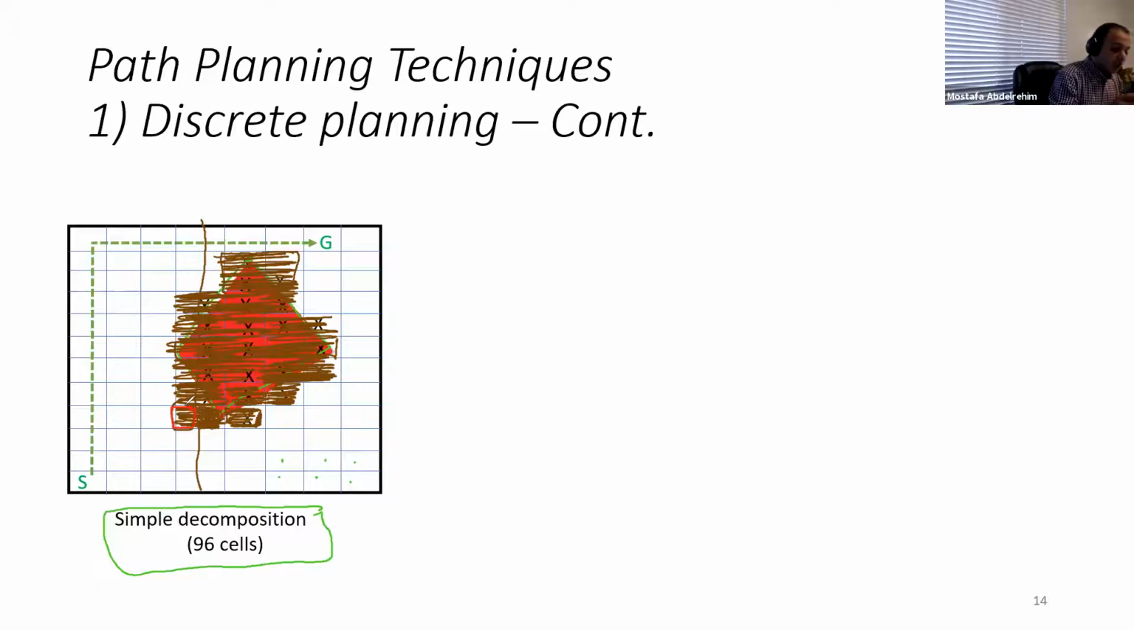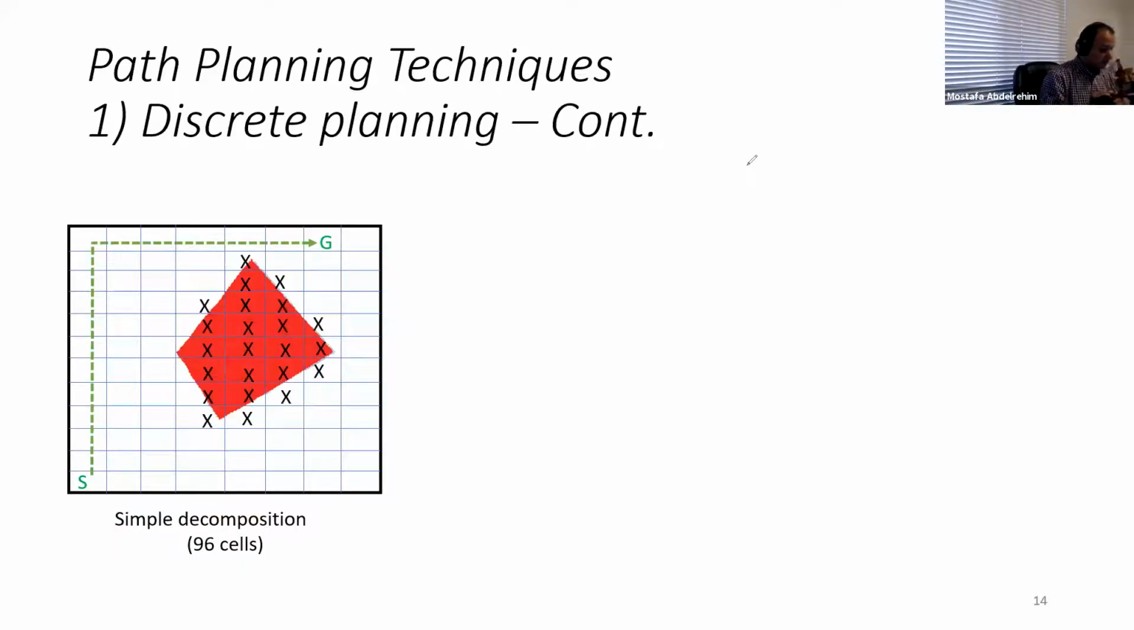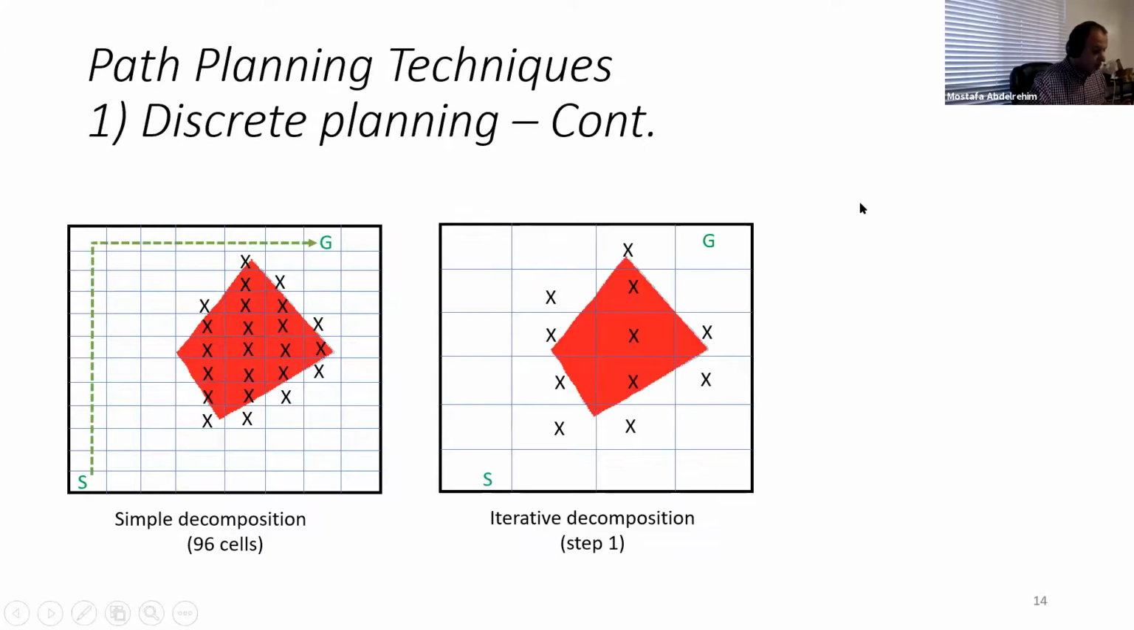So we came up with a different idea. So this is the simple decomposition. There is a more clever idea, which is iterative decomposition. In here, we start with a bigger, coarse grain size. Of course, the square here is much bigger; it's actually equal to 4 squares in this one. So less memory usage.